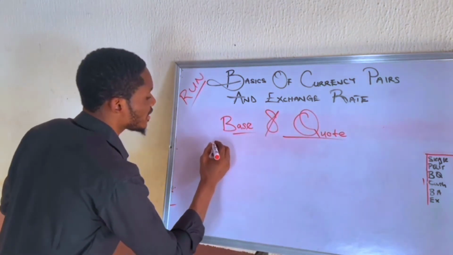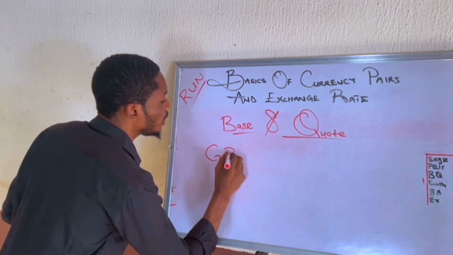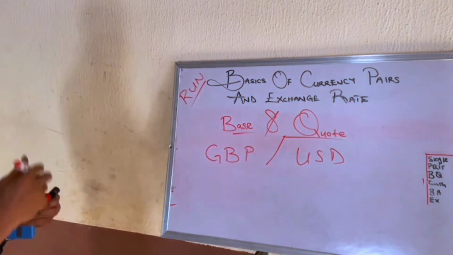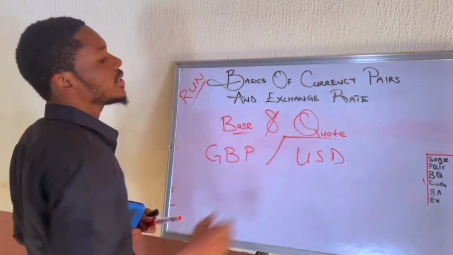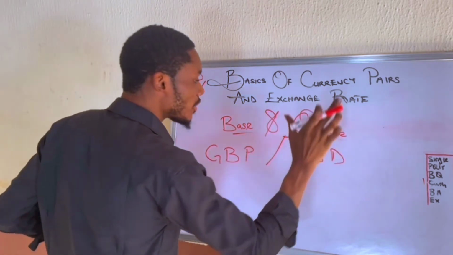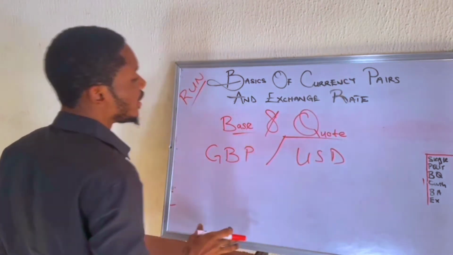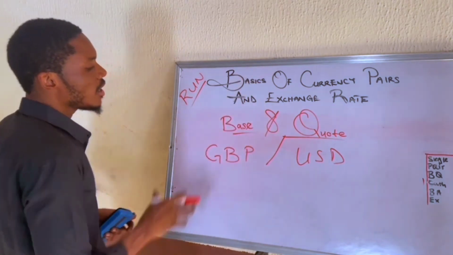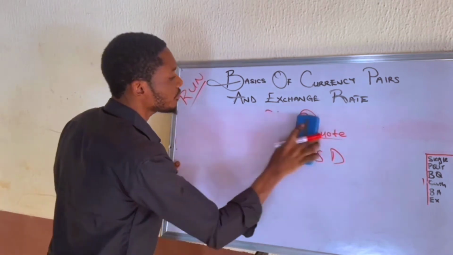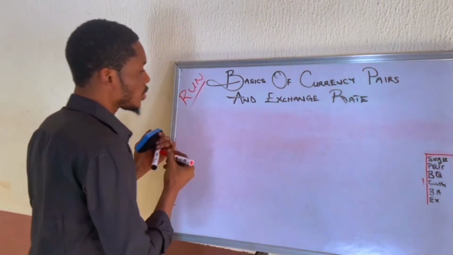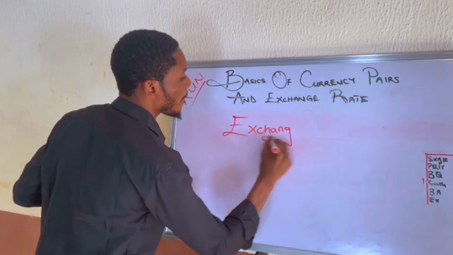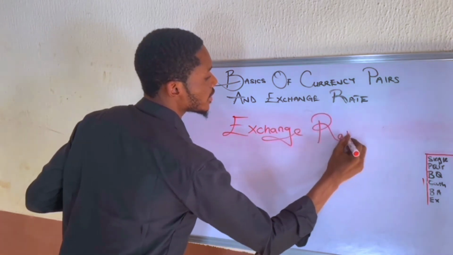So whenever you see things like this, GBP/USD, just remember this word. The US dollar is the quote currency, while the GBP is the base currency. Any currency you see at the second is the quote currency. The first currency is the base currency. But we'll talk more on this in a second. Let's move to exchange rate.